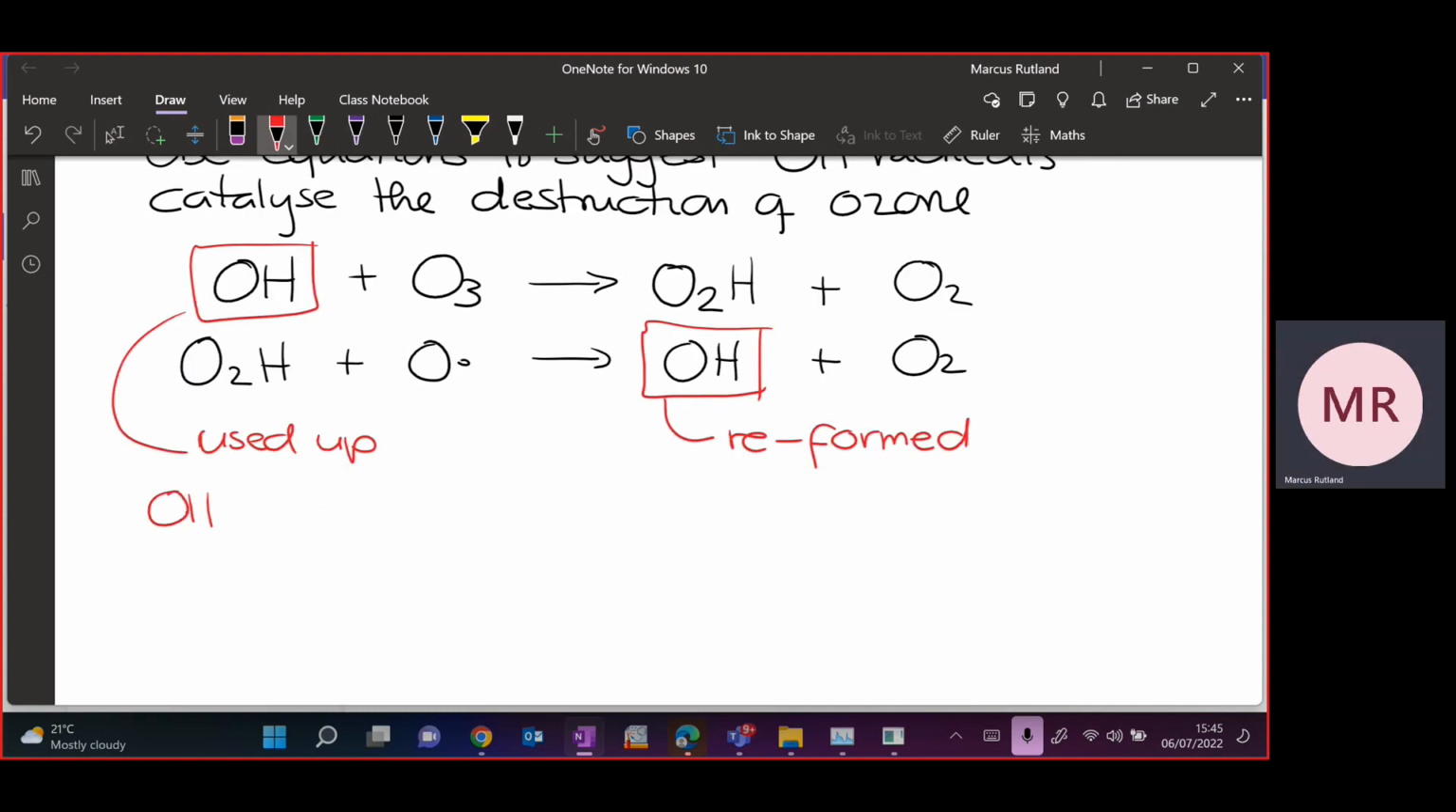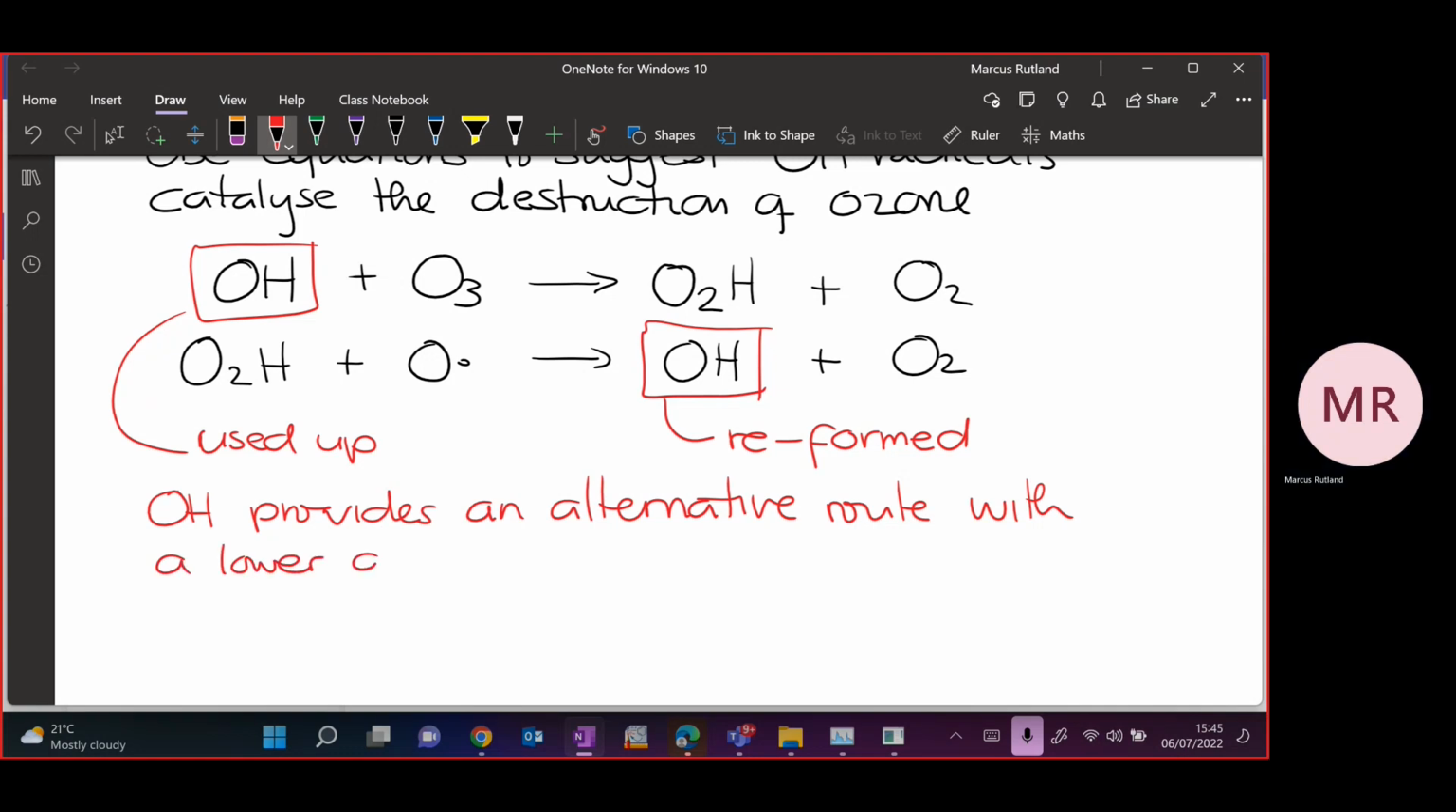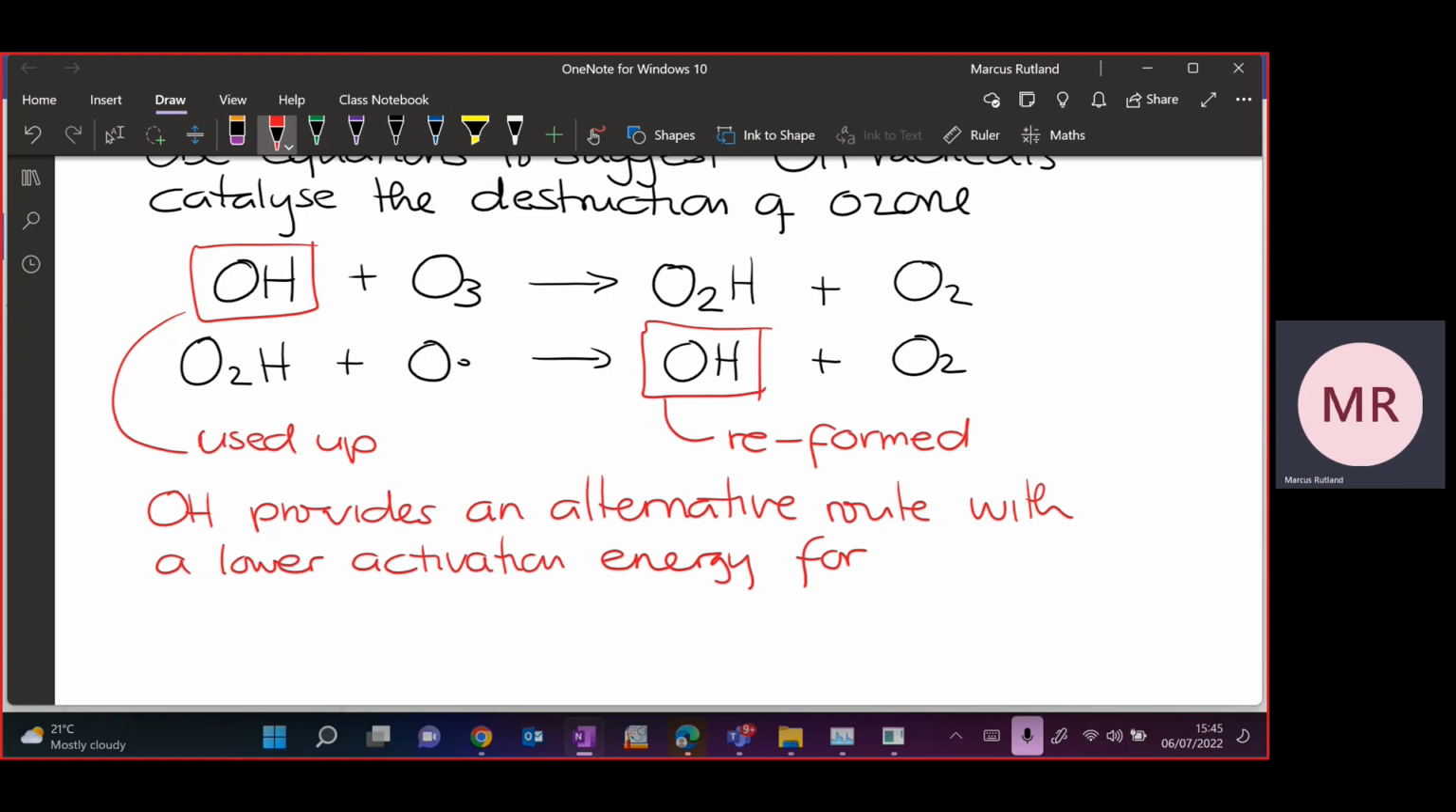So the OH provides an alternative route. Now, if we're told that it is a catalyst, then it must be an alternative route with a lower activation energy. So if you know something to be true, you can just bring in anything that therefore must also be true. But it provides an alternative route with a lower activation energy. And do you remember what the overall reaction was? The O3 plus O goes to 2O2.